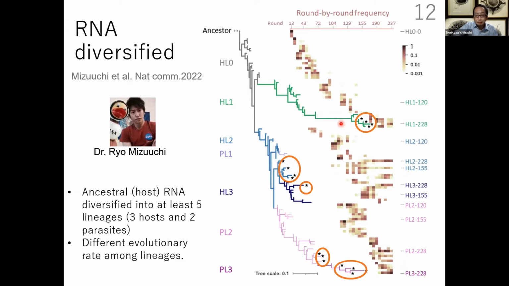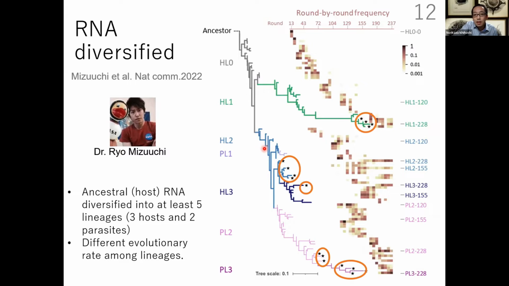HL1 evolved very first, as you see. You are at 15 minutes now. Okay, so I quickly stop here. And this evolved first, and the final population here contains these RNAs.